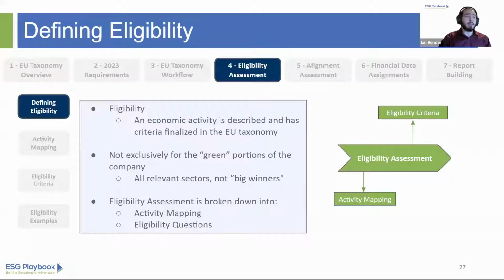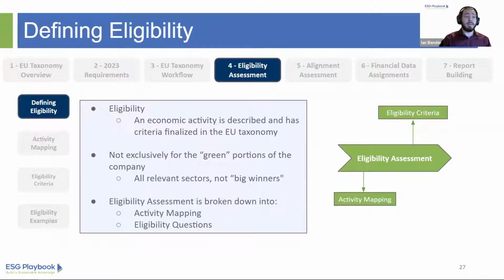At the very beginning, we have our eligibility assessment. Eligibility dictates that an economic activity is described and has criteria finalized in the EU taxonomy. In more general language, there is a NACE code that is mapped to the EU taxonomy and has criteria that can be followed. This can also act as a sort of pre-qualification, in a sense, to the alignment assessment. And eligibility is not based purely on the green portions of your company, as the EU taxonomy is to prevent greenwashing in general and provide transparency. Any activity that your company partakes in that is included within the EU taxonomy should also be included in the eligibility assessment, green or otherwise.